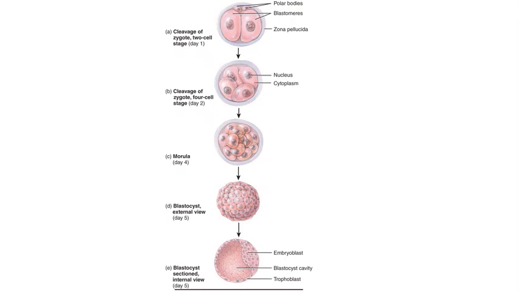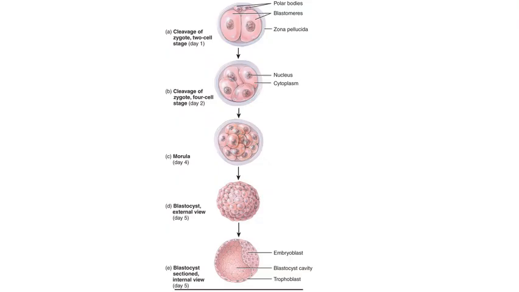By the end of the third day, there are 16 cells, and the progressively smaller cells produced by cleavage become blastomeres. Successive cleavages eventually produce a solid sphere of cells that's called a morula, and the morula is still surrounded by the zona pellucida and is about the same size as the original zygote was. Now, by the end of the fourth day, the number of cells in the morula increases as it continues to move through the uterine tube toward the uterine cavity.